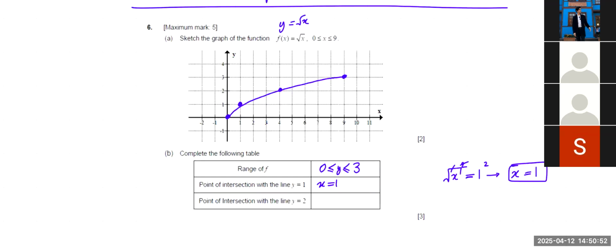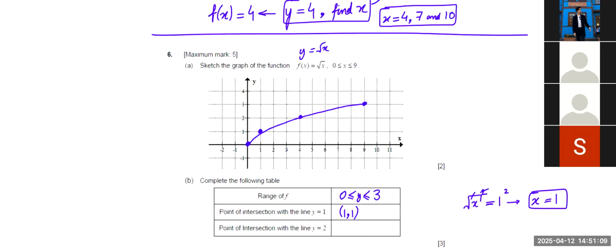By the way, it says point of intersection, so I need to write down the full coordinates. I know that x is 1. What is y? Anybody know what y is? Is it not 1? Yeah, exactly. Obviously, it's 1, right? So that's the point. Now, that's one way to do it. That's the algebraic way to do it.